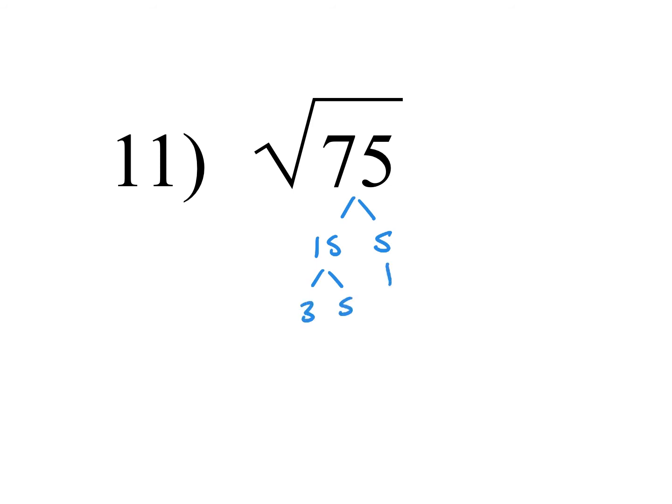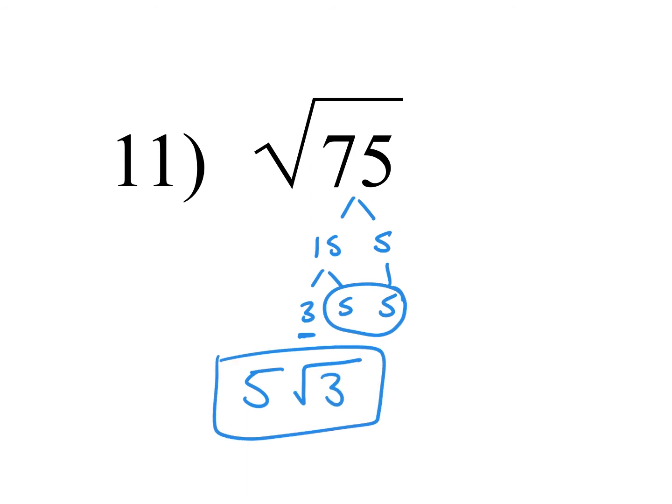5 and 3. So do I have any pairs? Pair of 5s. So take out the 5. What stays on the inside? 3. So it'll be 5 square root 3.